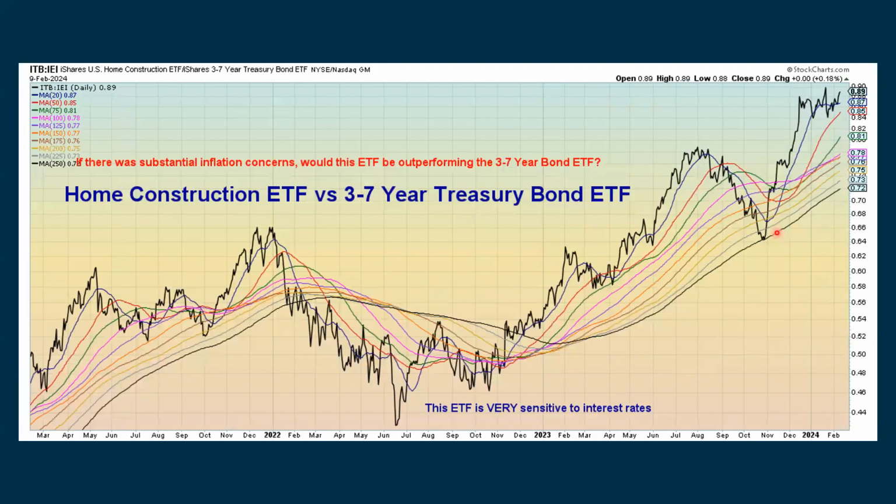And then we look at home construction and we compare it with bonds, where the home construction area has really been outperforming bonds. And you would think if we're in a real rising interest rate environment, because this is a very interest rate sensitive part of the market, that this would really be going down. So this gives us a little bit of hope, saying that this is showing that the home construction is outperforming.